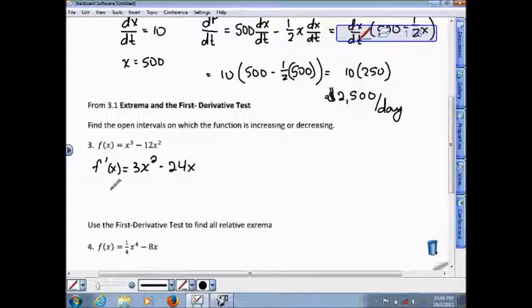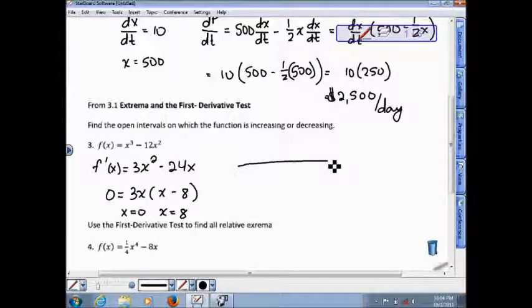Okay, now we need to set the first derivative equal to 0 to find critical values. So 0 is equal to 3x times x minus 8, which means the critical values are x equals 0 and x equals 8. Now on a number line we place the critical values and test points within each interval in the first derivative to see if it yields positive or negative values. So we could test f prime of -1, f prime of 1 in this interval right here, and f prime of 9. It doesn't matter the actual value that it yields, just whether it's positive or negative.